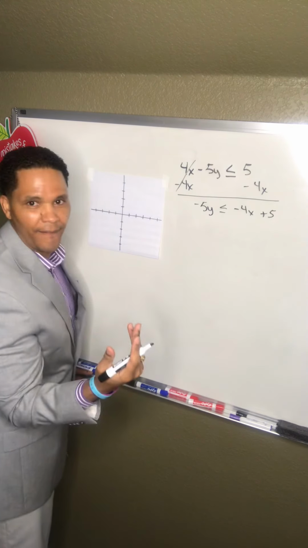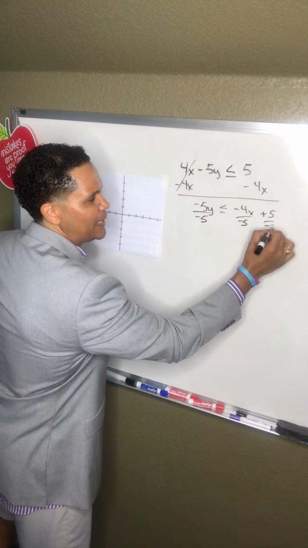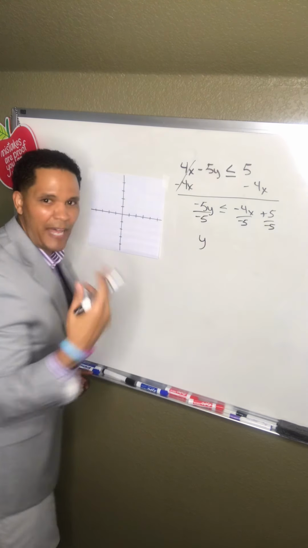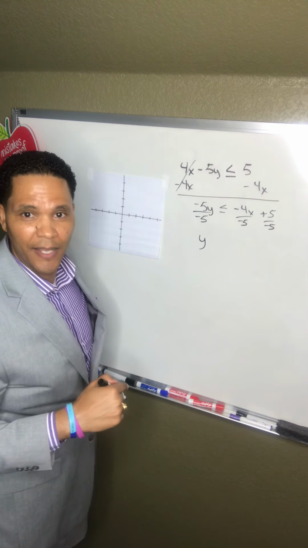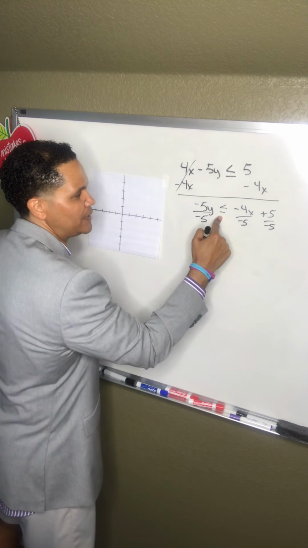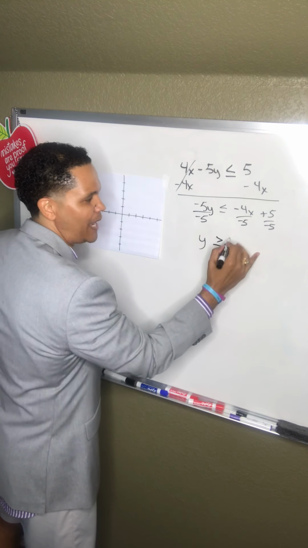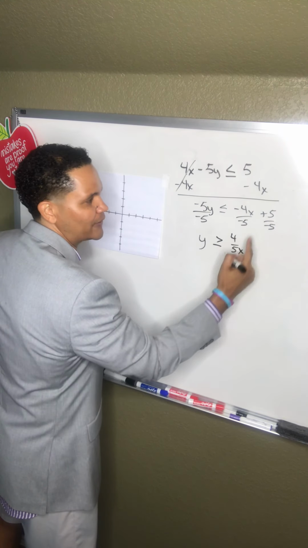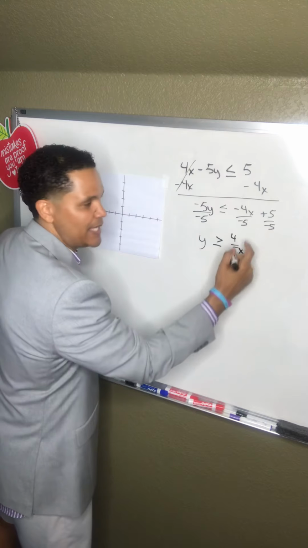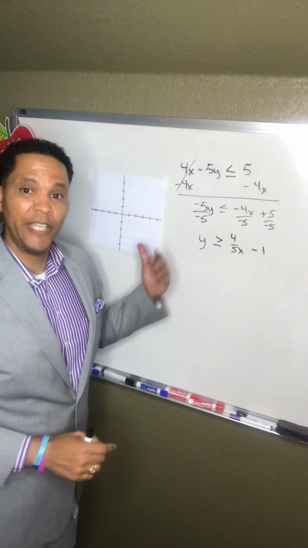What do we do now? We divide by negative 5, divide by negative 5, divide by negative 5. And whenever we divide by a negative, what happens to our inequality sign? We flip that thing. So it was less than, now it's greater than or equal to. A negative and a negative is a positive 4 over 5x, and a positive and a negative is a negative 1. So now that we have our inequality, we can go ahead and graph it.